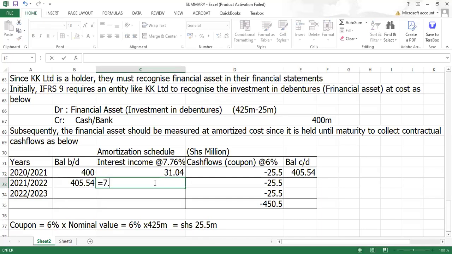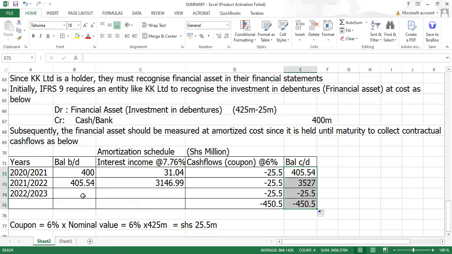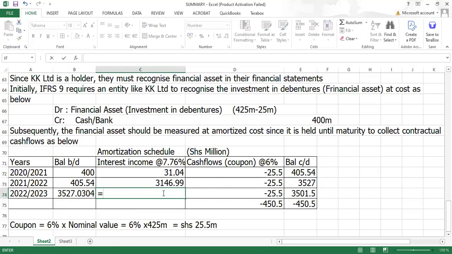You get the rate 7.76 times the balance brought down. Then the answer here, you also do the same. So here it will be this. Then here you get 7.76 times this. Even here, if you were to do 2023, 2024, remember, for our part, we don't need this, just for illustration purpose. You do the same.